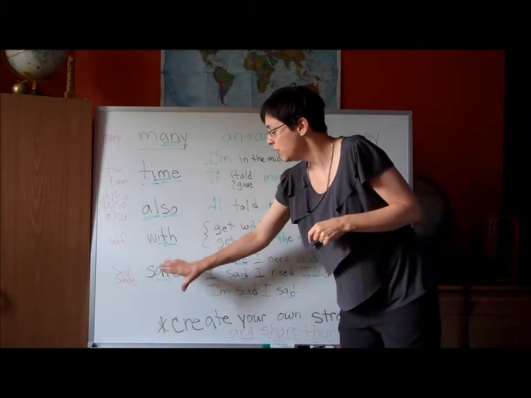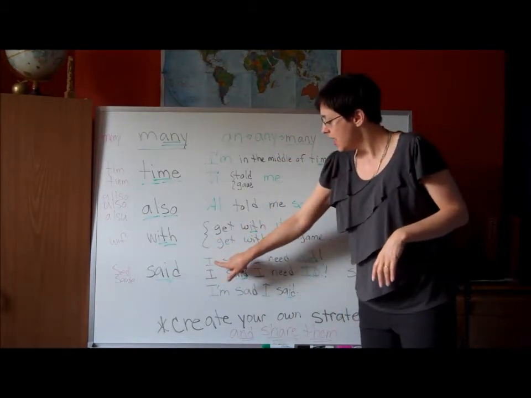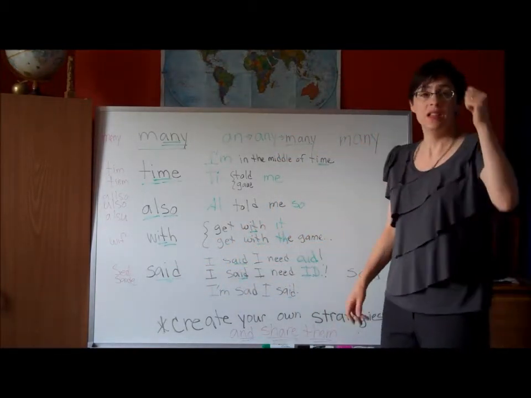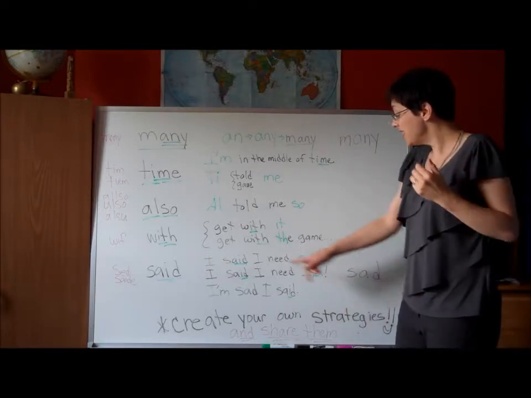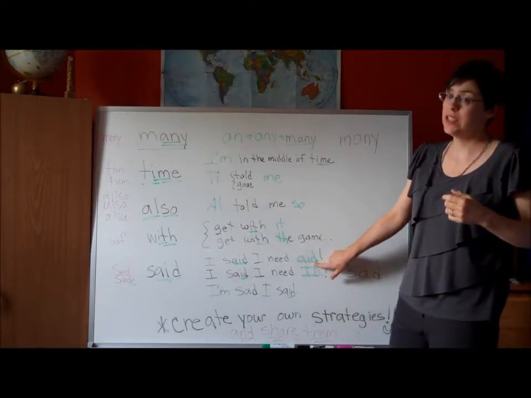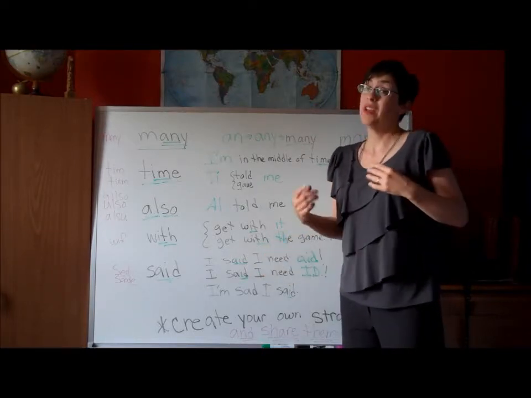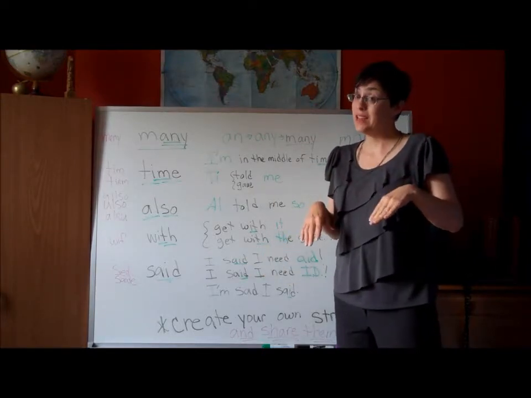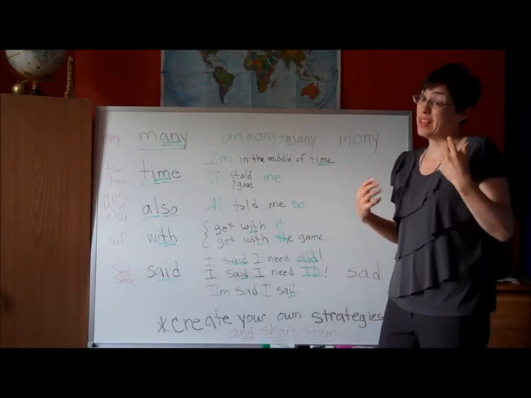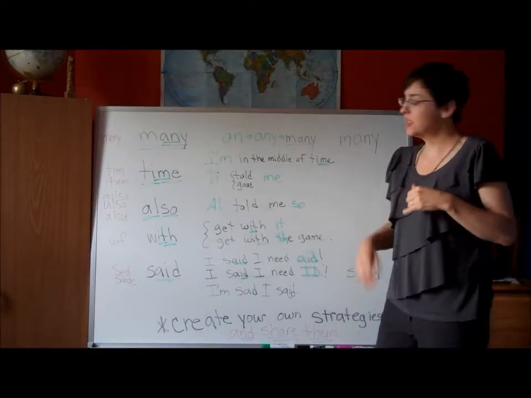So let's look at a few different ways. The first one is, I said I need aid. Aid, help, assistance. I said I need aid. A-I-D. Might help some of us remember said. Aid is in the word said. But often I find most people don't know how to spell aid if they have difficulty spelling anyway. So then I focus on the next little bit.